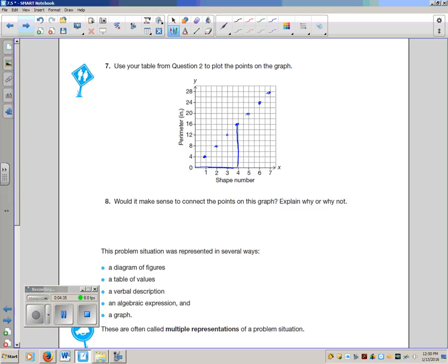Should get a straight line. Does it make sense to connect the points? Why or why not? This time it wouldn't. We don't want to connect these because we're not going to have shape number 2.5. We have shape 2, we have shape 3. We don't have shape number 2.5. But if we did, we could figure out the perimeter, but we're not.